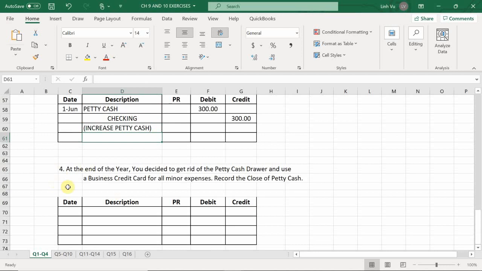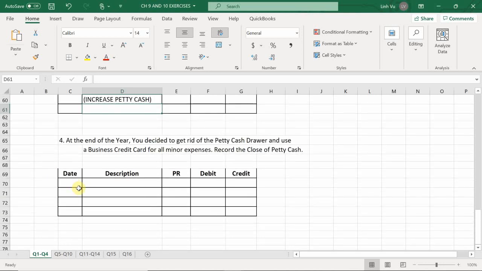And then question number 4 says here, at the end of the year, you decided to get rid of the petty cash drawer and use a business credit card for all minor expenses. Record the closing of the petty cash drawer. Since this is all a continuation, it's now December 31st, the end of the year. We need to close out our petty cash drawer by emptying it out into my checking account.